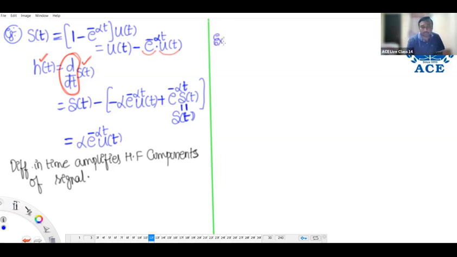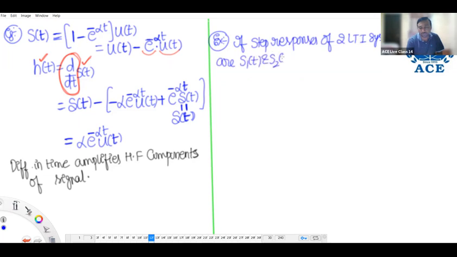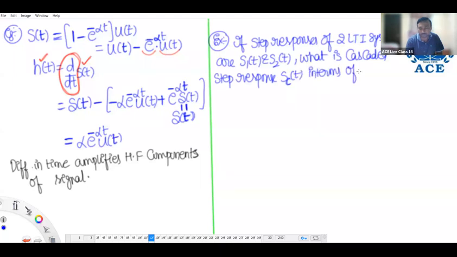Please think of this question. If step responses of two LTI systems are S1(t) and S2(t), what is the cascaded step response in terms of S1 and S2? That is my question.